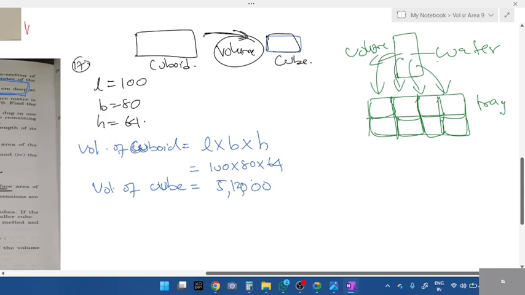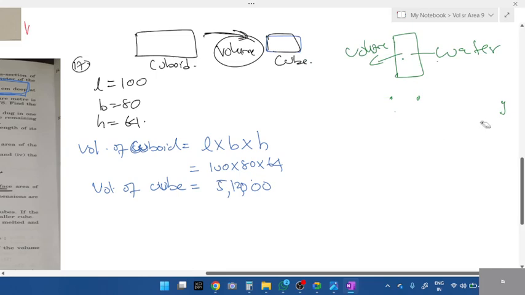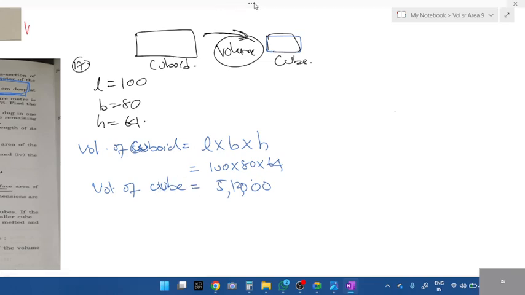All of you will respond. The water will be the same, right? It will not change until and unless you spill it down. If you spill it, that is loss. So we're not talking about loss here. We're just talking about conversion. So therefore, whatever cuboid volume you get, the same thing you have to take as cube.